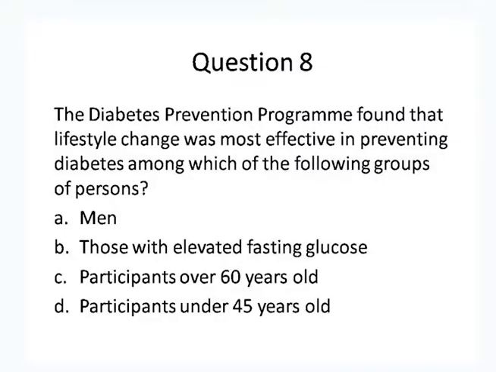The Diabetes Prevention Program found that lifestyle was most effective in preventing diabetes among which of the following groups of persons? Men, those with elevated fasting glucose, participants over 60, participants under 45. We'll talk about that study.